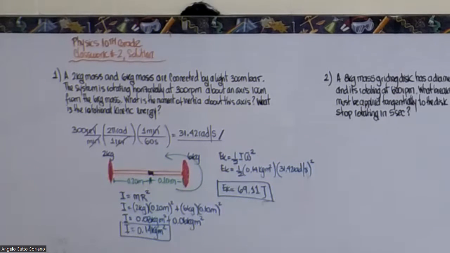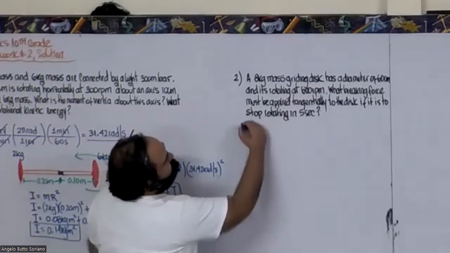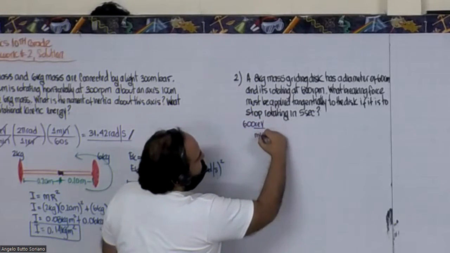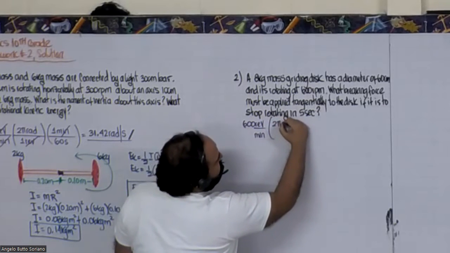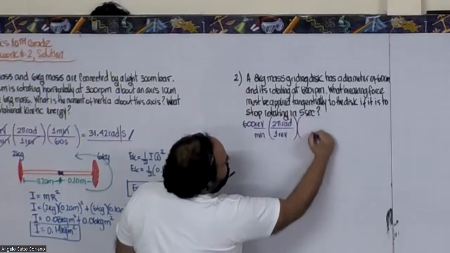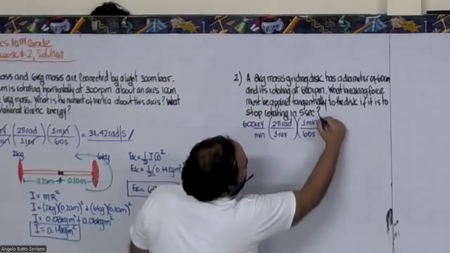All right, second problem. Just going to move the camera a little bit to the right side. Remember, what is the first thing that we must do? Change revolutions per minute into radians per second. So we have 600 revolutions per minute, 2 pi radians in 1 revolution, and 1 minute has 60 seconds.